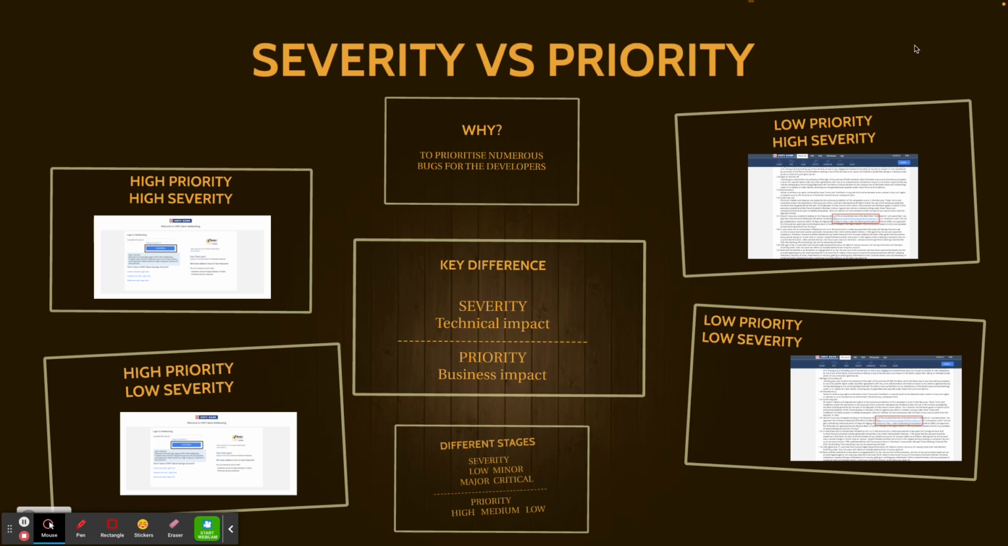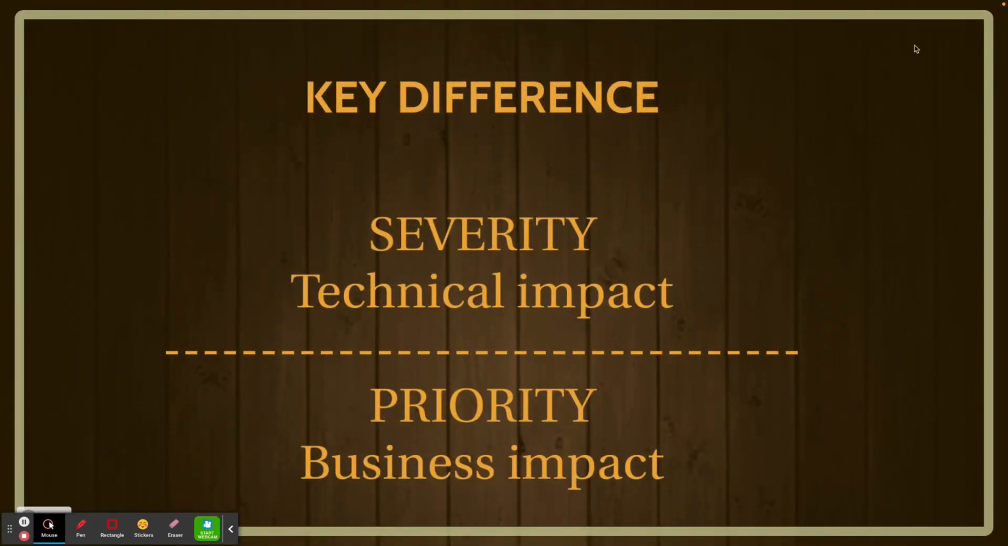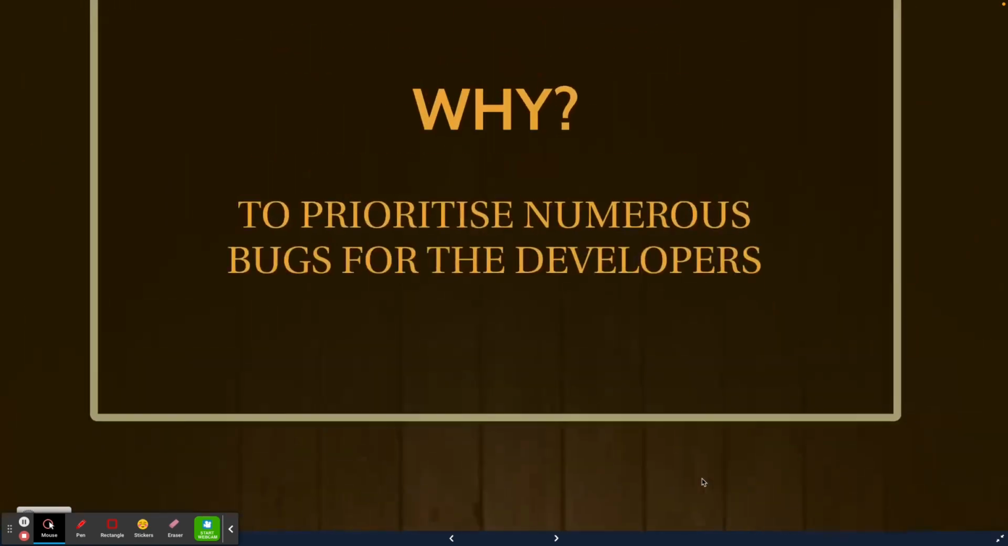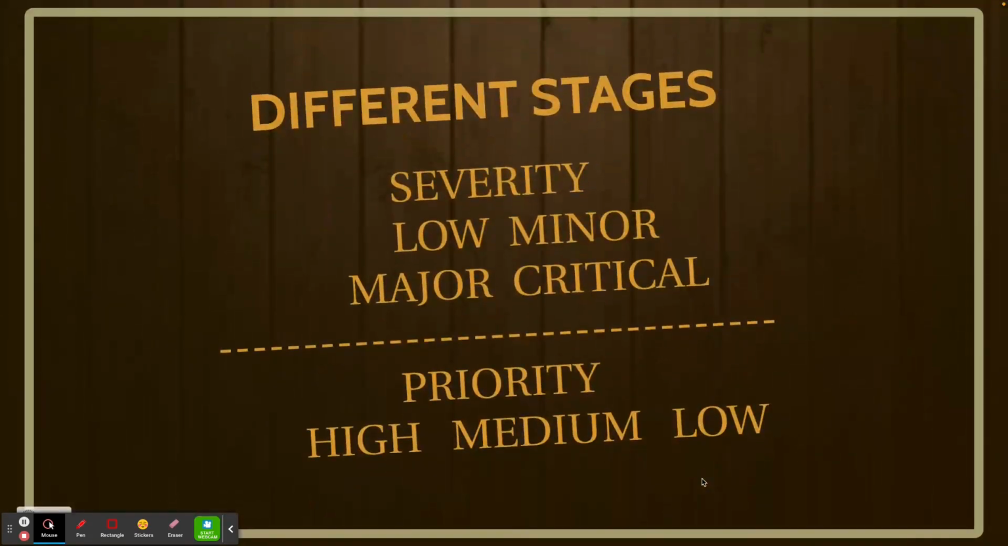So first of all, let's understand what exactly is the meaning of severity. Severity shows the technical impact that an issue or a bug is having on the complete application, right? And priority basically means the business impact that the bug is having on the application. This is the technical definition in the briefest manner possible. I will explain all of these things with examples, but for now, please understand that severity is the technical impact and priority is the business impact. That's it.